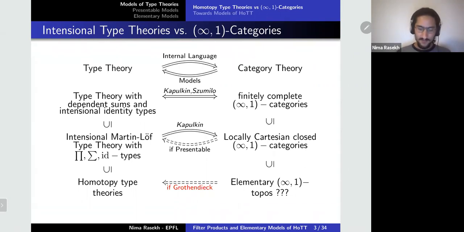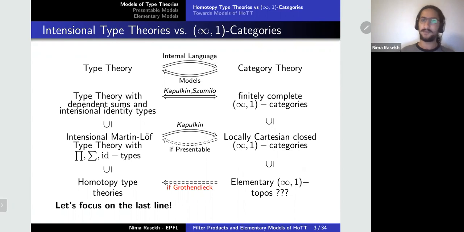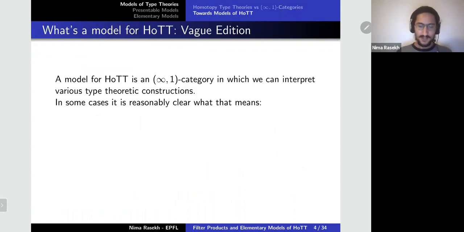And the goal of this talk is to focus on this last line, right? For now, I want to start by focusing on this last line. And in particular, what do I mean by this? If Grothendieck, then I get homotopy type theories. So what is that supposed to mean? Maybe a good starting spot is to even say, what's a model for HoTT? What should it even be? What's that supposed to mean?